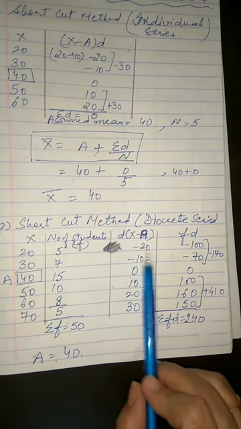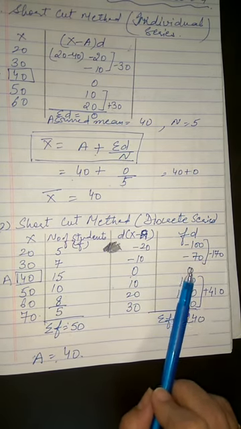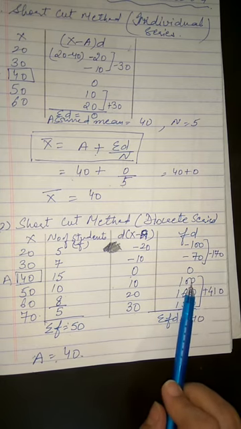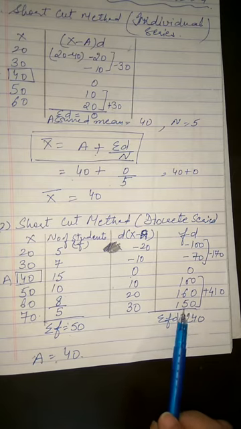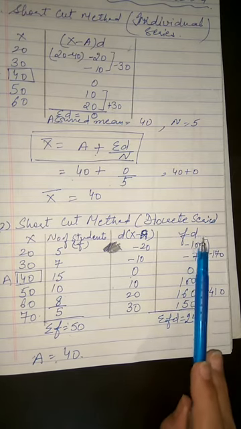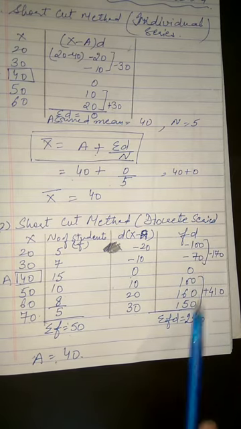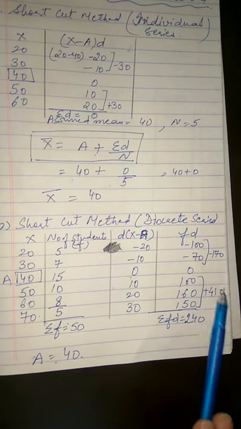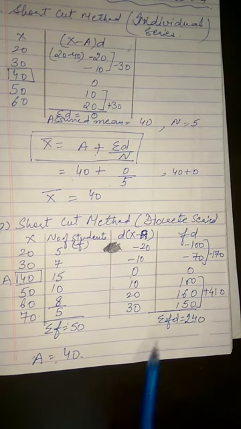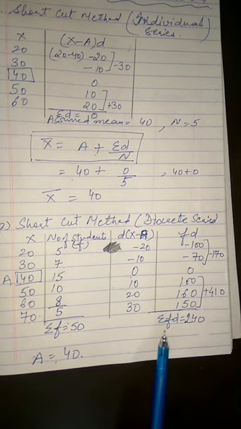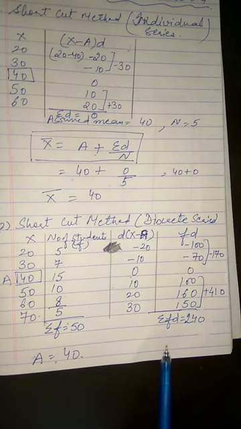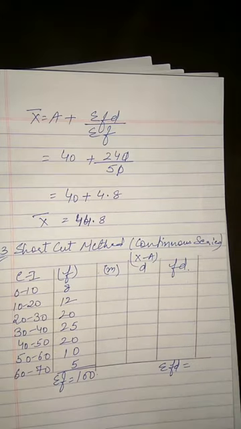So minus 100, minus 70, 0, 100, 160 and 150. Again, we will total negative terms separately, positive terms separately, and their net will be known as summation FD. Earlier it was only deviation, now it is frequency. So the total will be known as summation FD.